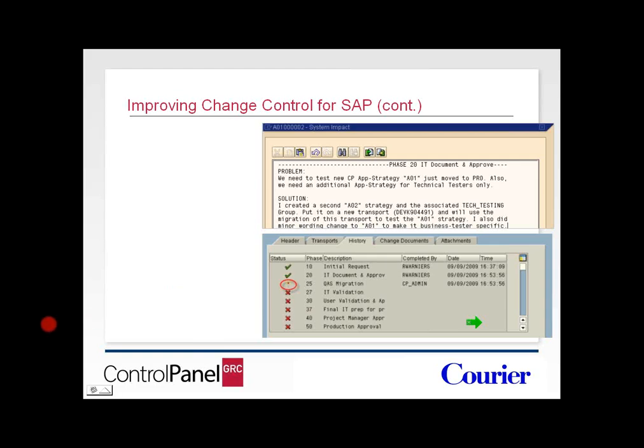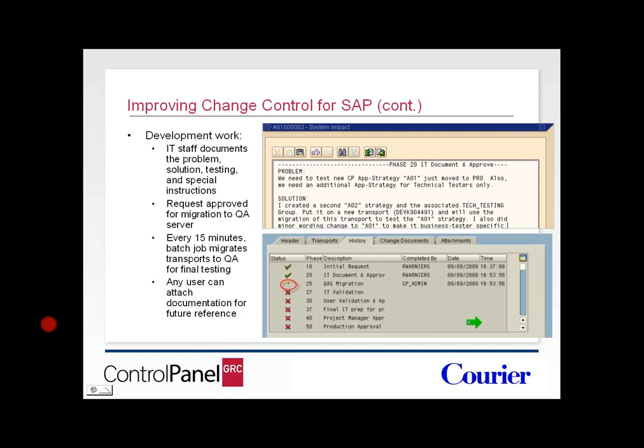When a change request is started, the workflow manages the approval process for us. But first off, we ask the IT person to go in and document what the problem was, what the solution is, if there are any special instructions, like a role request that's also needed or master data. The request gets approved for migration to QA, and we've got a batch job for this kind of migration that runs every 15 minutes. And this little matchstick down here identifies which phase is active. So you can see here that it's the QA migration phase that's ready.